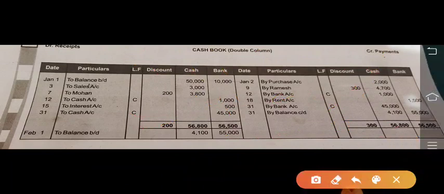Let's check it out. As we discussed, bank got debited. So bank got debited with 45,000. So to cash account. We have discussed that bank will be debited with cash. So cash got credited. So by bank account 45,000. And the balance that we are left with in cash account is 4,100. So here it comes to by balance carried down, that is 4,100.